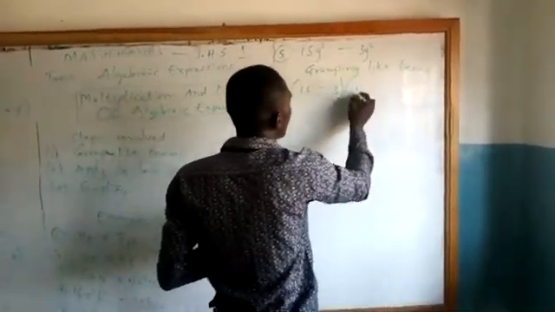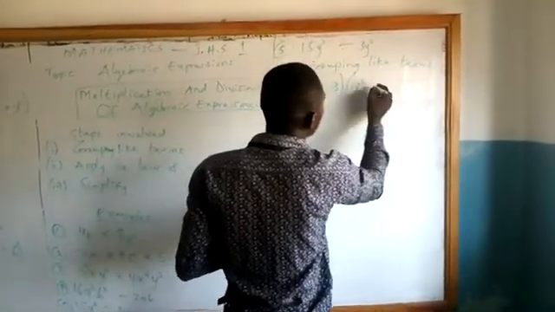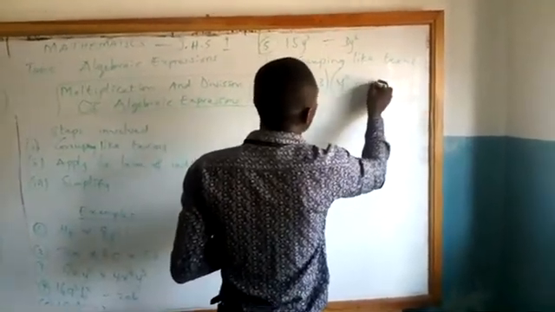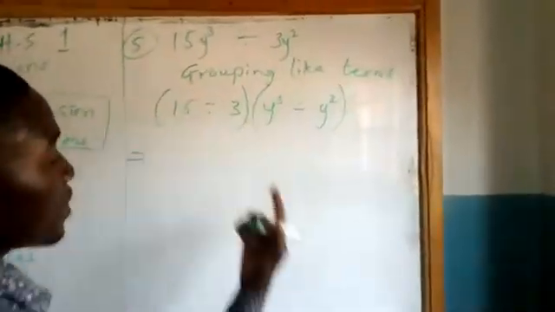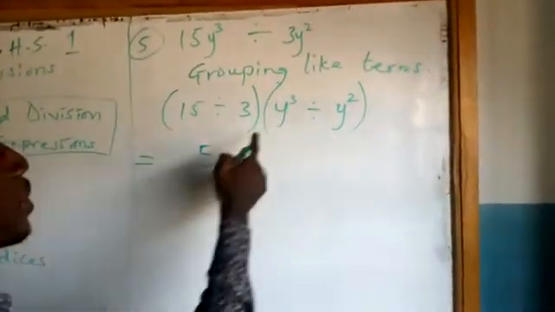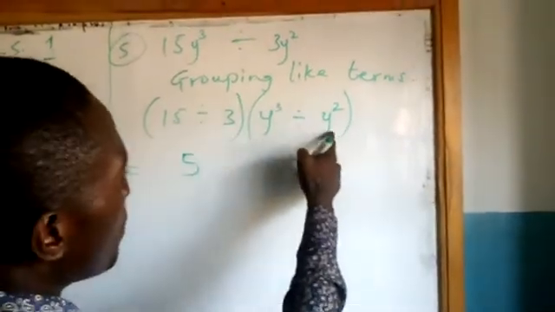Then the variables, we have y power 3 in the first term divided by y power 2 in the second term. This gives us 5 divided by 3 gives us 5. Y power 3, y power 2.